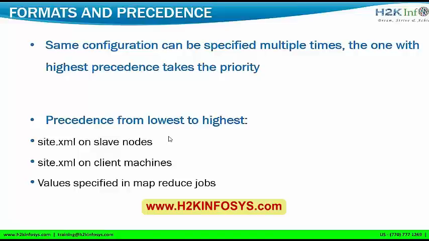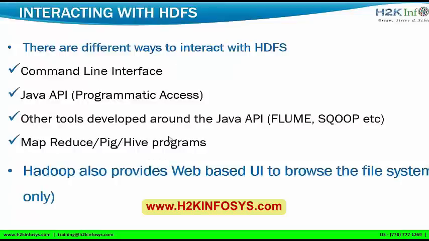And the highest precedence goes to my MapReduce jobs. Whatever I declare in my MapReduce program will take the highest priority. Suppose in my MapReduce program I declare the number of reducers should be 3. Even though there is a value in my MapReduce site.xml, this value will get overridden for that particular program. So this is how the precedence goes.